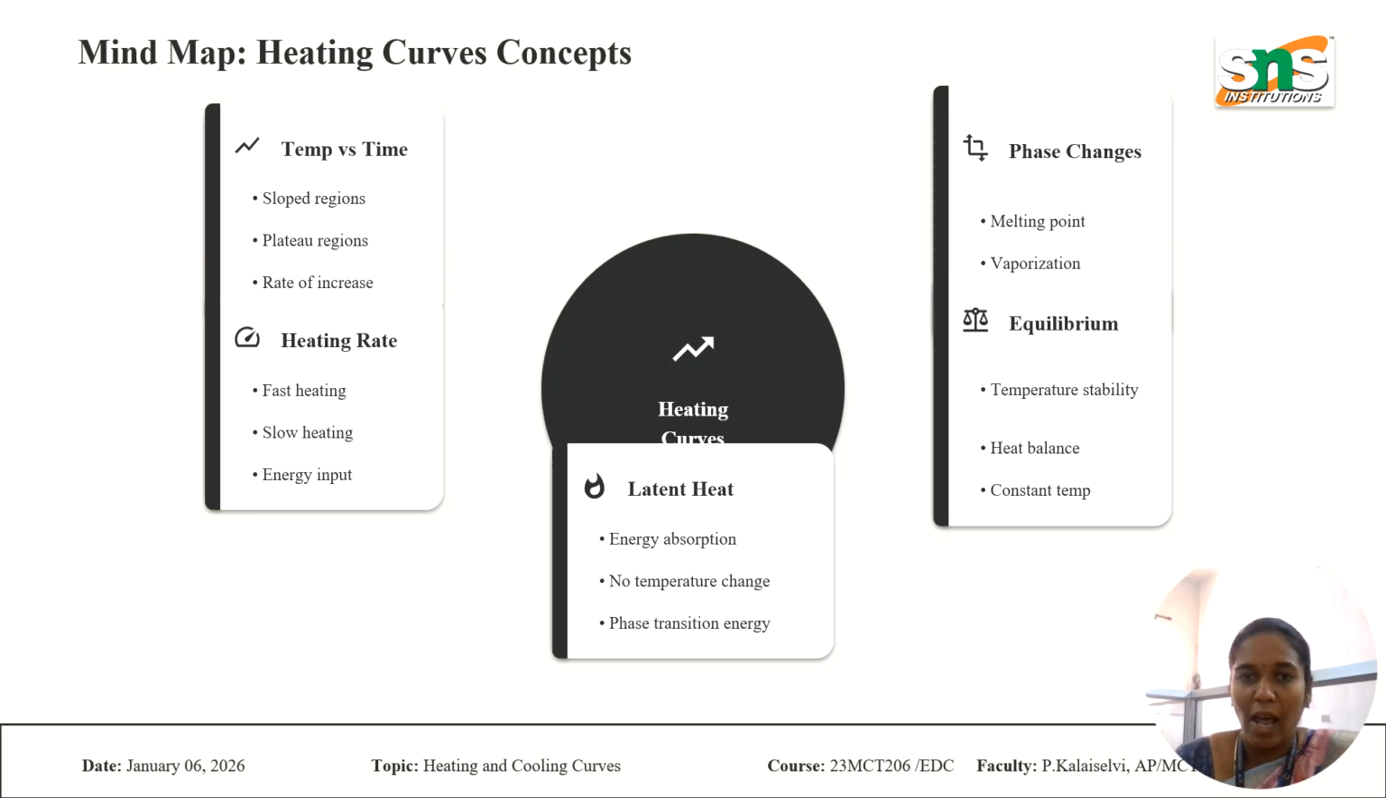In the flat or plateau region, temperature remains constant. Why does this happen? Because the energy is used for phase change, not for increasing the temperature. For example, solid to liquid is melting, and liquid to gas is boiling. During these plateaus, energy is absorbed as latent heat.